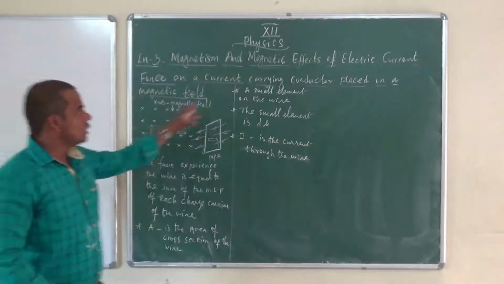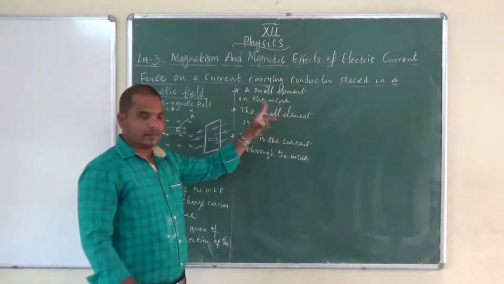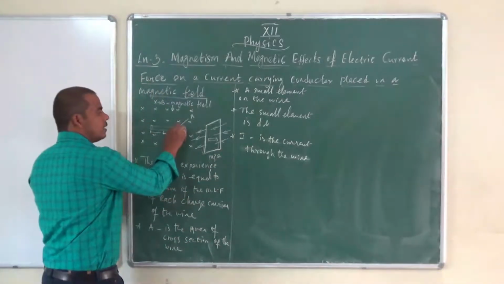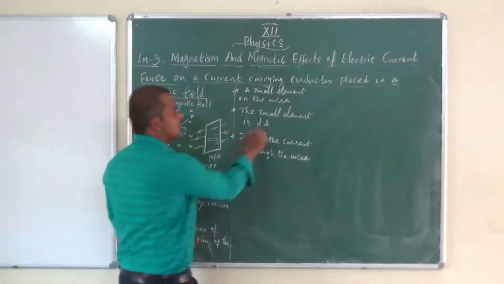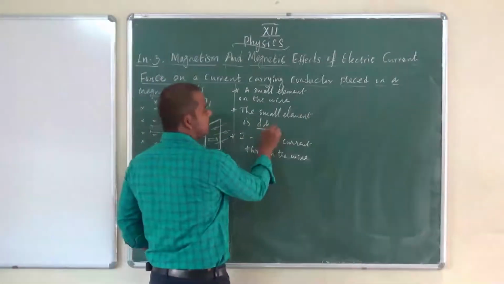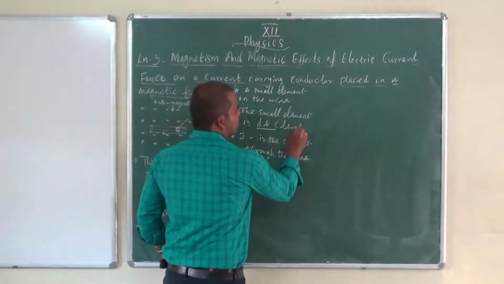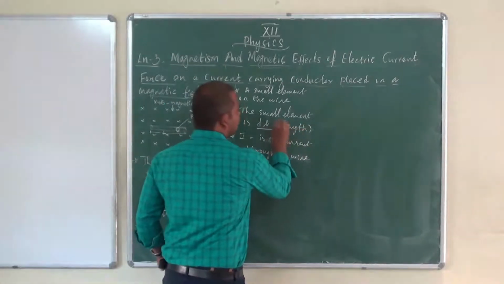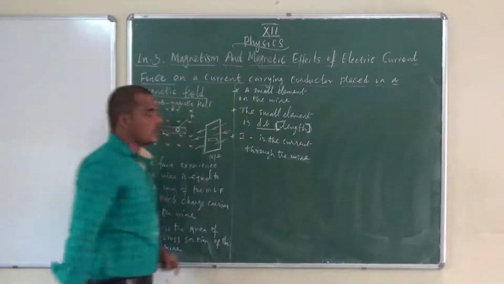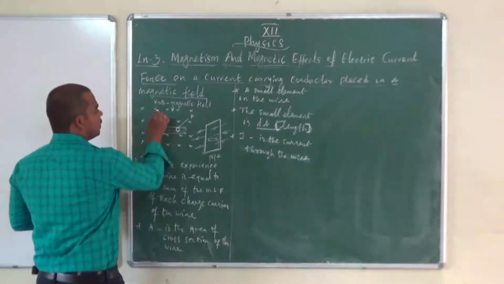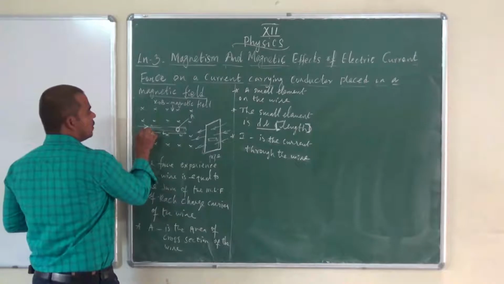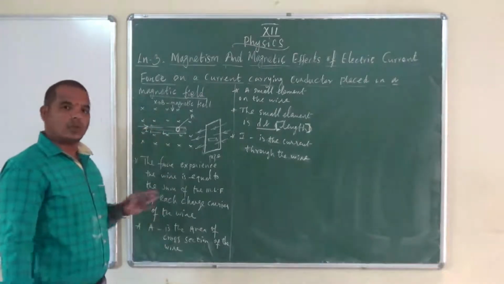So we assume a small element on the wire. This is the small element. The small element has area of cross section A. The small element length is dl, that means dl represents the length of the small element. Okay, got it. I means current flows through the wire.